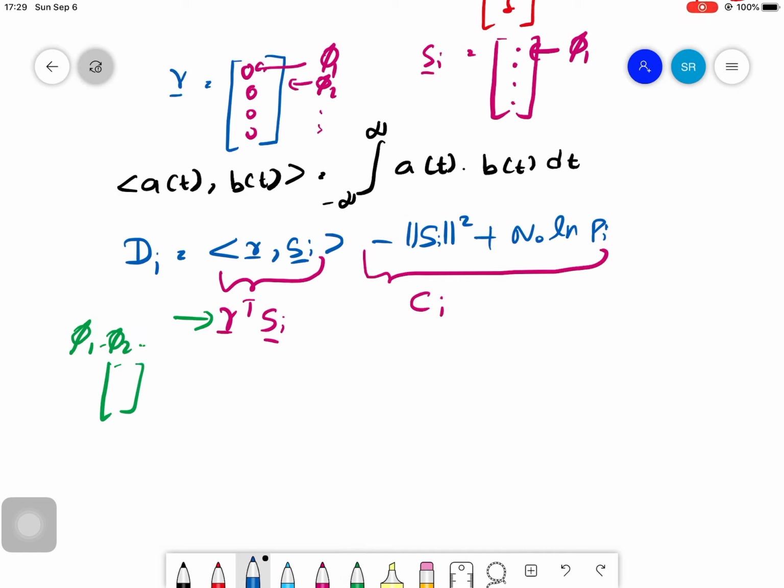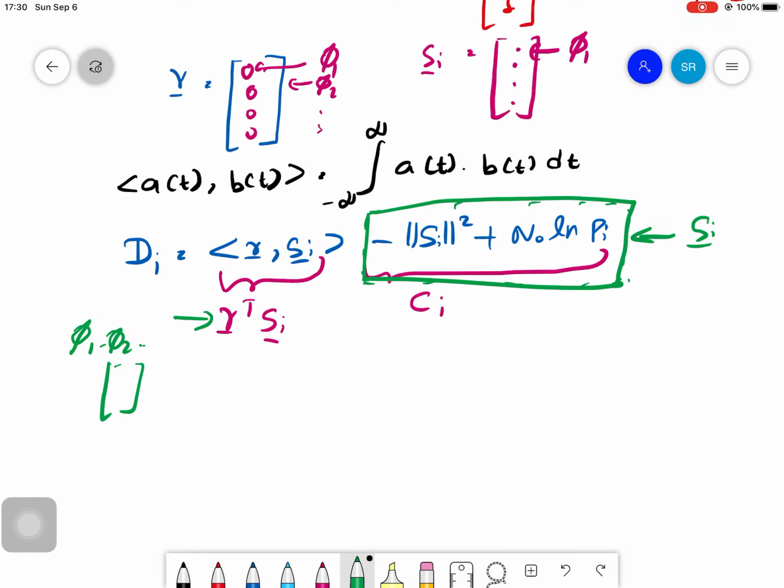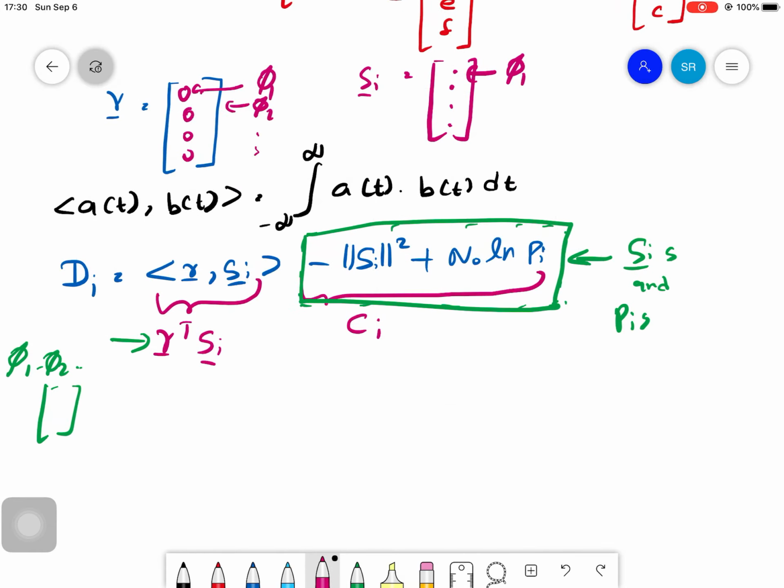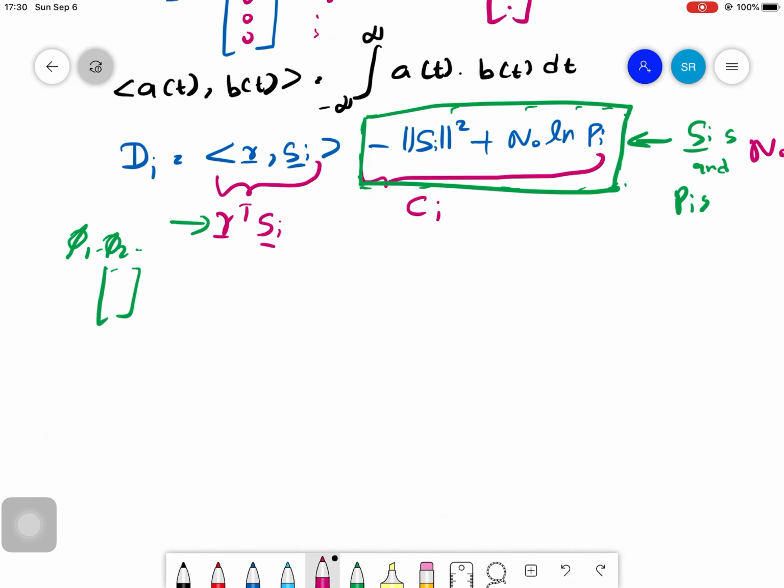So why am I doing this? We can calculate this term with prior knowledge. It means this term has nothing to do with our received signal. We can calculate it with our s_i and P_i, and also some information about the channel, that is the noise spectral density. So I take this as c_i.